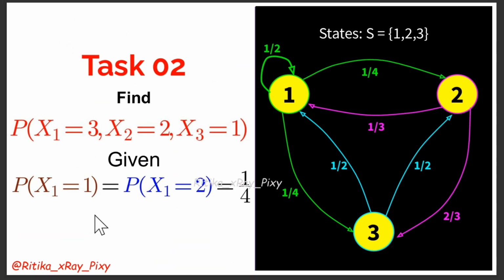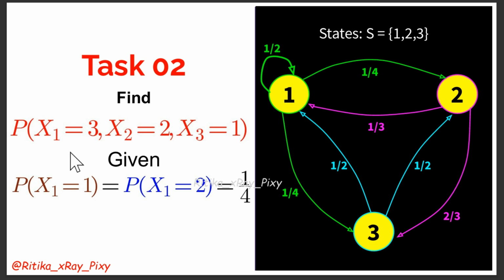This expression represents the joint probability of a sequence of events in a Markov chain. Here X1 equal to 3 means the process starts in state 3 at time step 1. X2 equal to 2 means the process is in state 2 at time step 2. X3 equal to 1 means at time step 3 the process transitions to state 1.